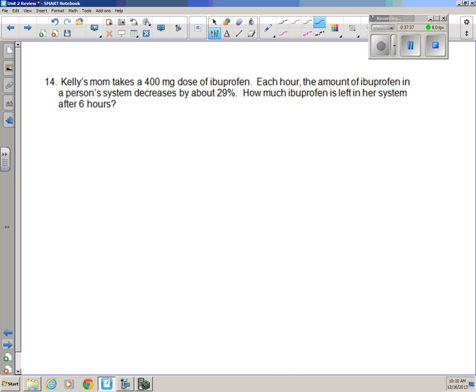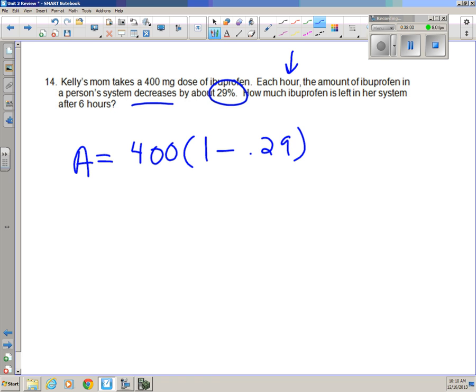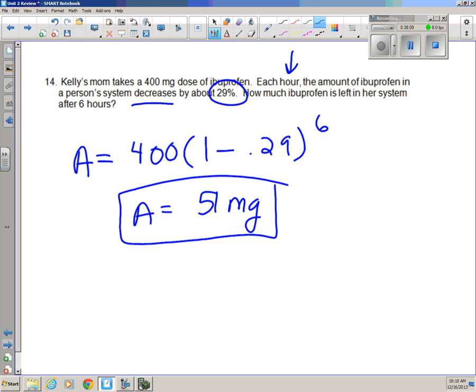Kelly's mom takes a 400 milligram dose of ibuprofen. Each hour, the amount of ibuprofen in her system decreases by about 29%. How much ibuprofen is left in her system after 6 hours? And we're dealing per hour, so that's good. So the amount left in her system is what she starts out with, 400, times 1 minus 0.29 to the 6th power for 6 hours. And then the amount of ibuprofen left in her body after 6 hours is 51 milligrams.